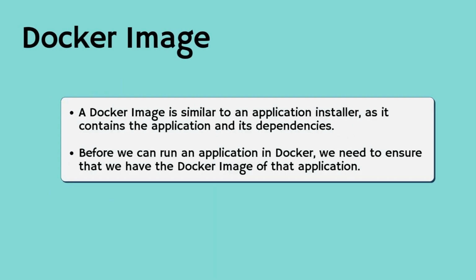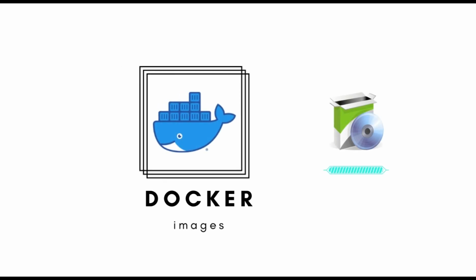A Docker image is similar to an application installer, as it contains the application and its dependencies. Before we can run an application in Docker, we need to ensure that we have the Docker image of that application.